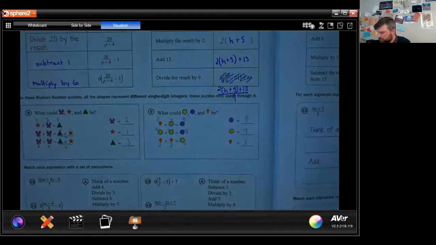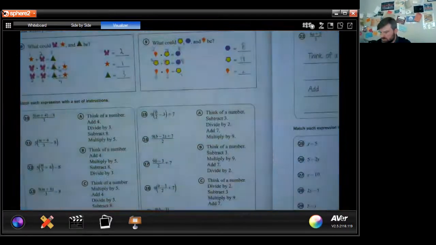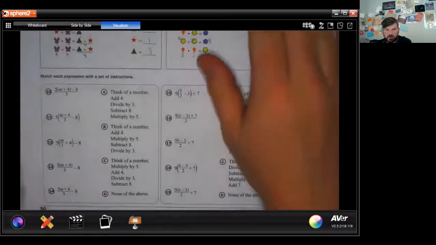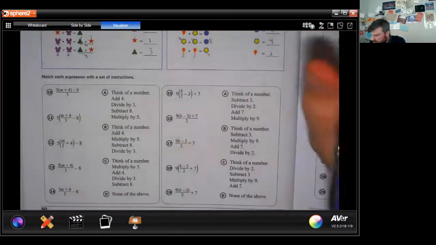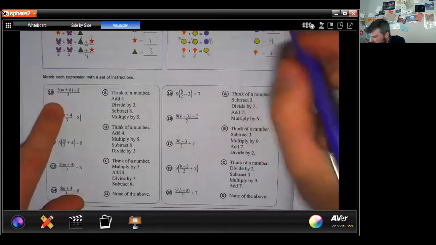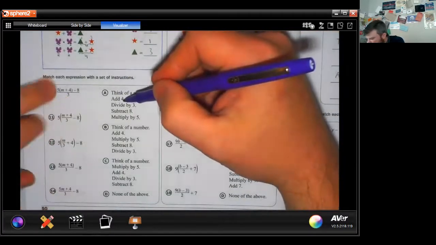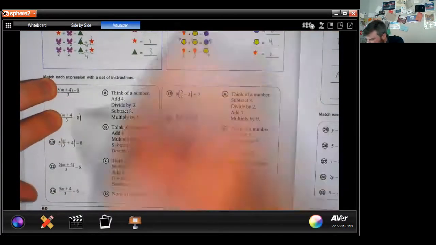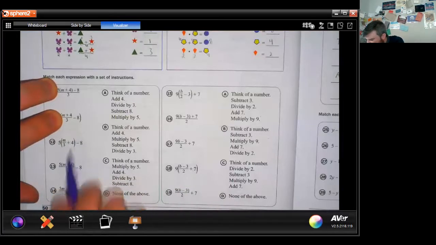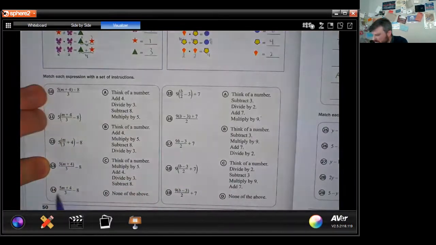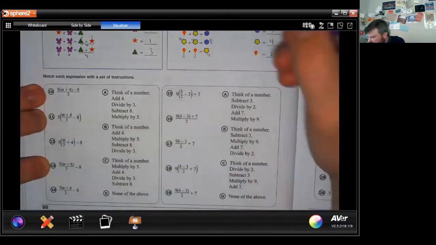Okay, down here on some of these matching ones, these are nice because it gives you kind of a word bank here. Match the expression with the set of instructions. So think of a number, add 4. So this one adds 4, this one adds 4. This one, the first thing's not add 4. This one adds 4. This one, the first one's not add 4. So we got these 3 are add 4 first.